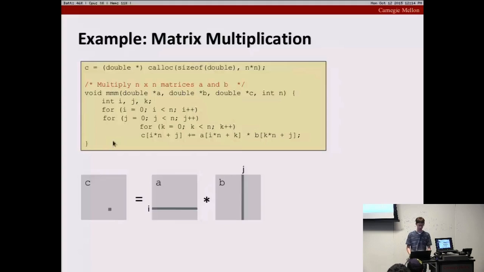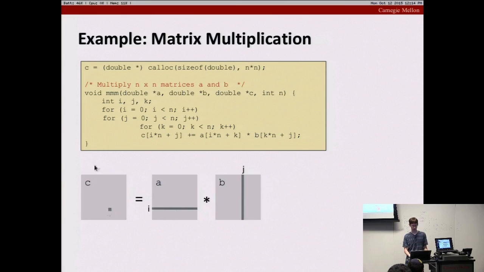So the way you multiply two matrices is that the value at index ij of the product is all of the things in row i of the first matrix multiplied by the things in column j of the second matrix. You do the dot product of row i and column j to get element ij of the product.